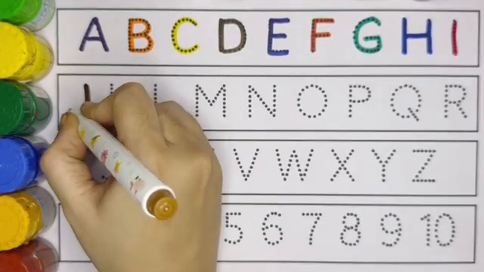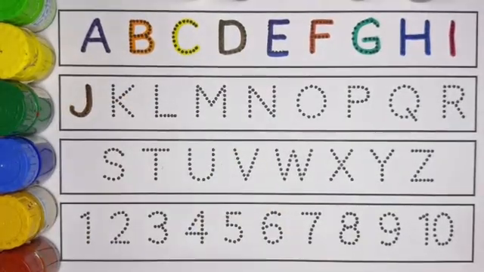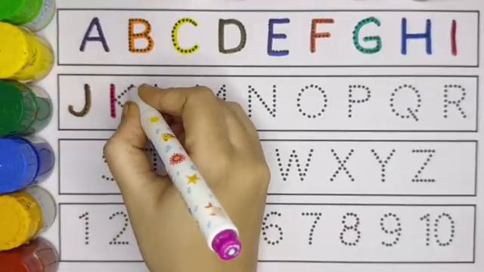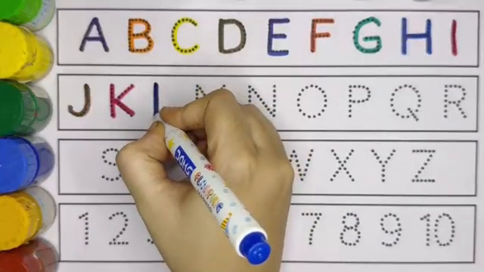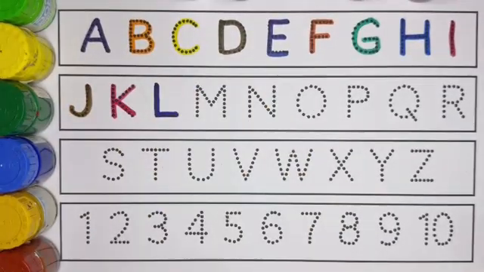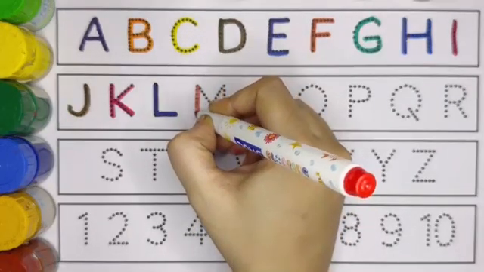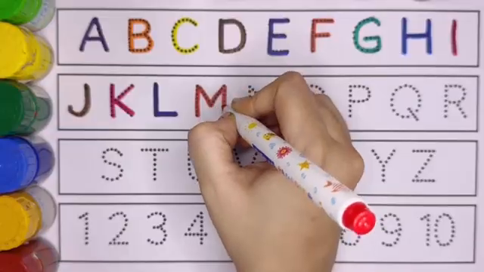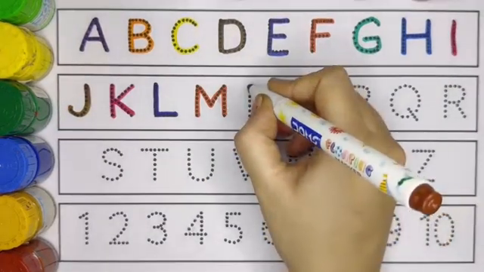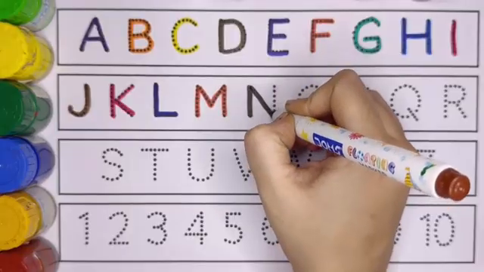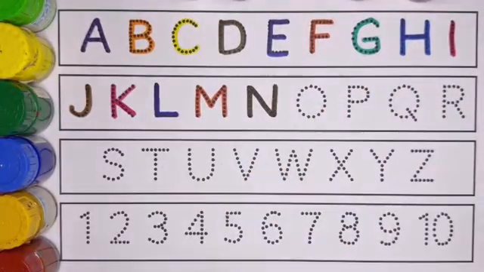Next alphabet is J. J for juice. K. K for kite. Next comes L. L for lemon. Next comes which alphabet? M. M for mouse. Then comes N. N for nest.